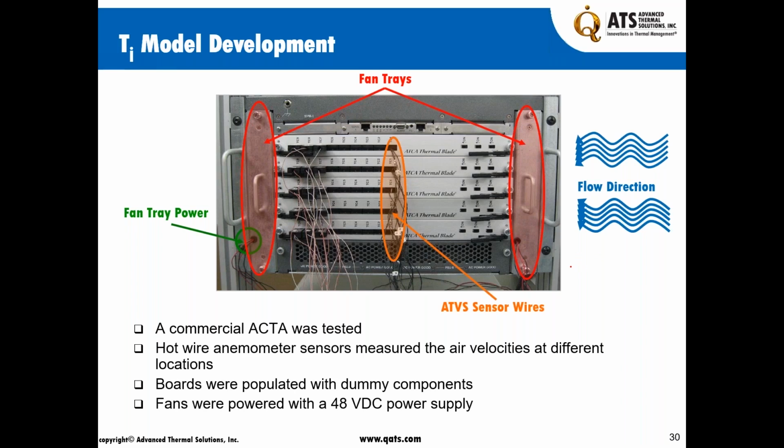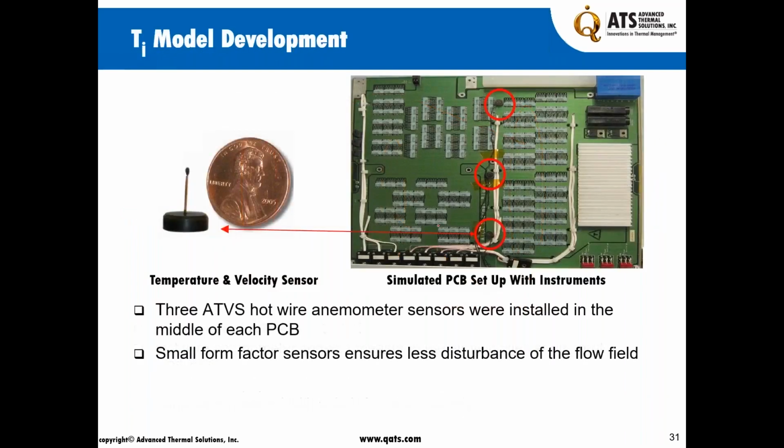And the fans are powered by a 48 volt DC. And you can see the placement of the candlestick sensors at different locations, and you can see the dummy loads that we put in place in order to measure and account for the heat load. And the velocity sensors that you see here are the ones that are giving us the velocity distribution and the air temperature distribution. And the sensors are a very small form factor, as you can see here.